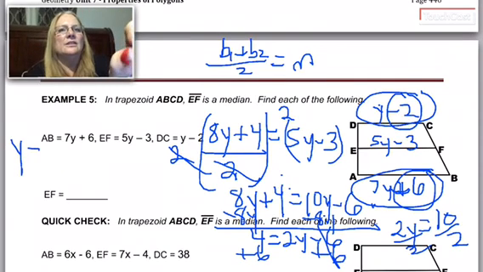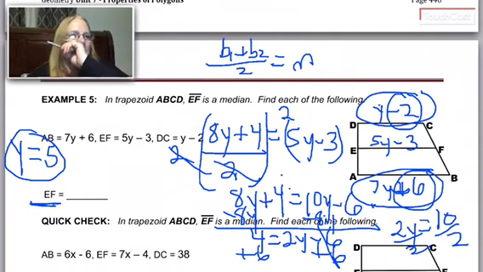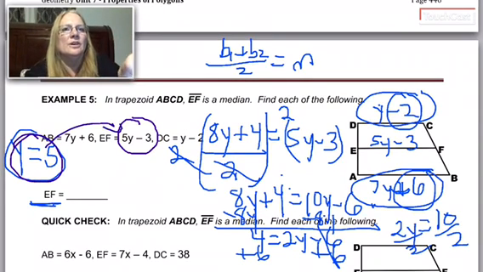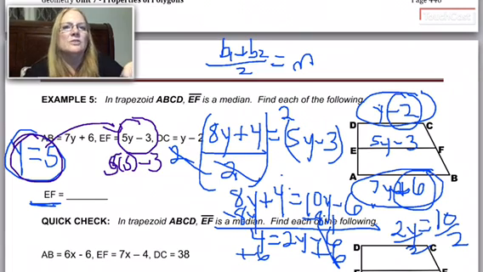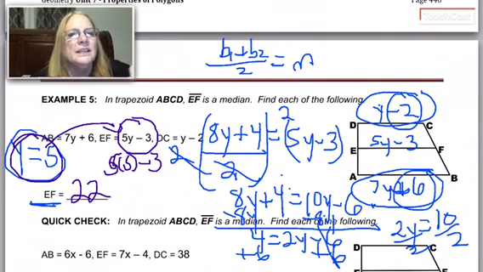Okay. Now let's be careful. That's not the question that it asked. We got y is equal to 5, but it asked for EF. So be sure in the end, let's change my color, to go back and answer what is EF. So if y is 5, just substitute it. 5 times 5 minus 3. 5 times 5 is 25, minus 3 is 22. So please pause and do this quick check, okay?